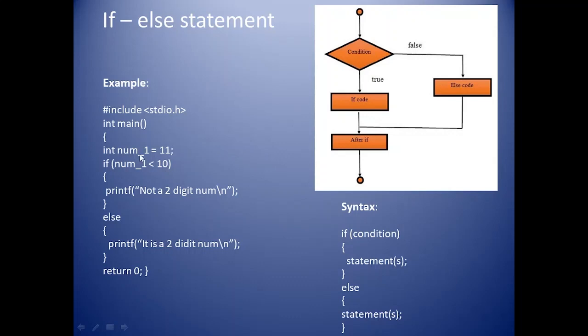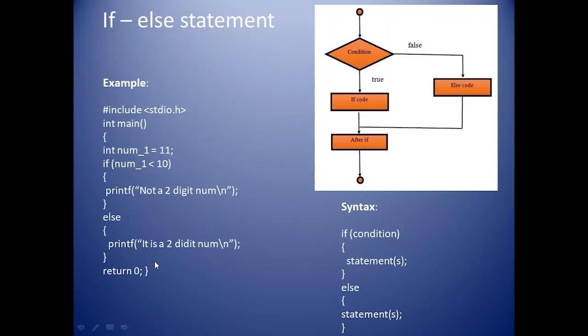So let's look at a simple example. Here, I've given an input to a variable as 11. Now my condition is if the variable is less than 10, print it is not a two-digit number, and if it is greater than 10, print it is a two-digit number. So here, as you can see, the number that is inserted is 11, and since it does not satisfy the condition, the output goes to the else statement, which is it is a two-digit number.